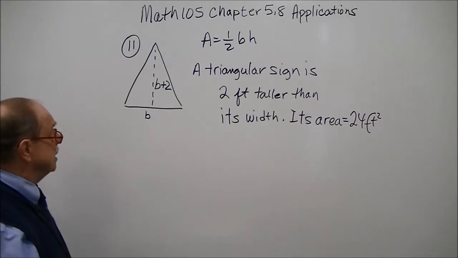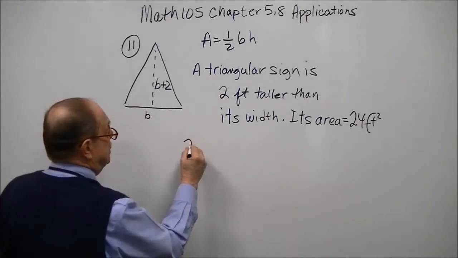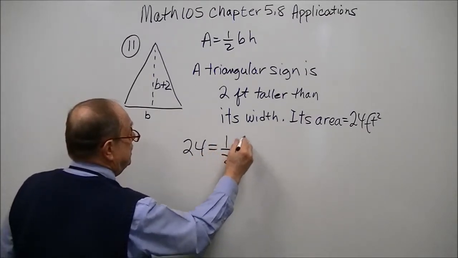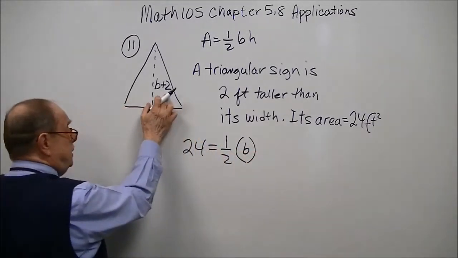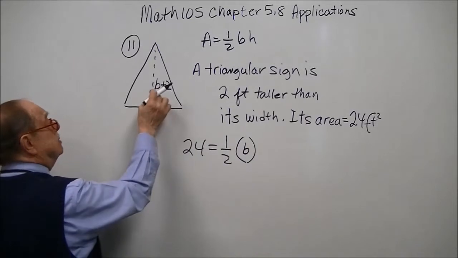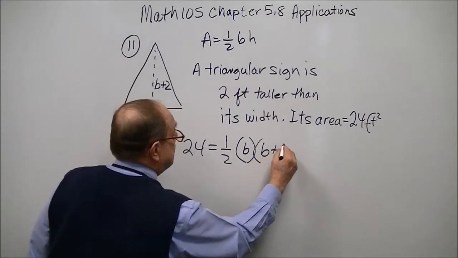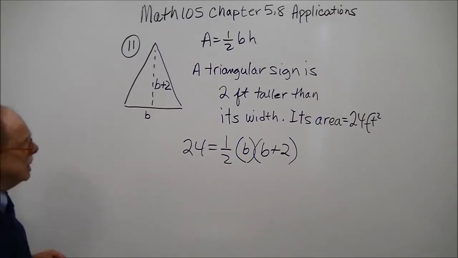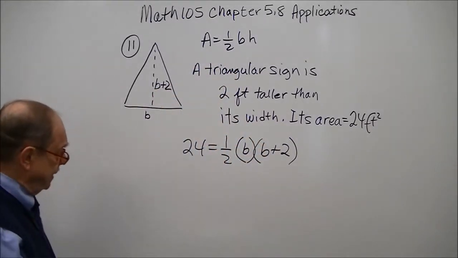So this basically is our formula, and now we are going to substitute. So our area is 24 times 1/2, and we know our base is b, and our height that we replaced with a function of b, so to speak, is b plus 2. So far, again, if you made the picture and put this into algebra, there's where we are.